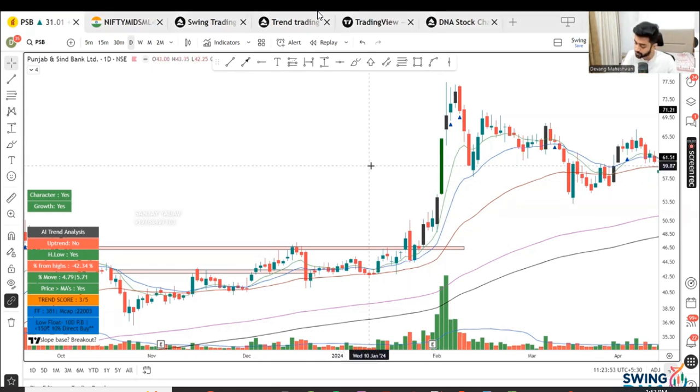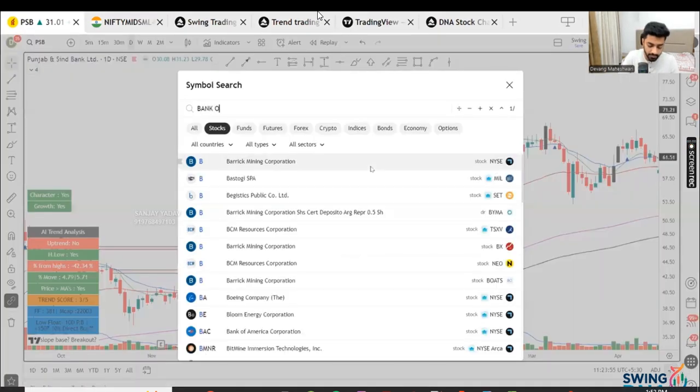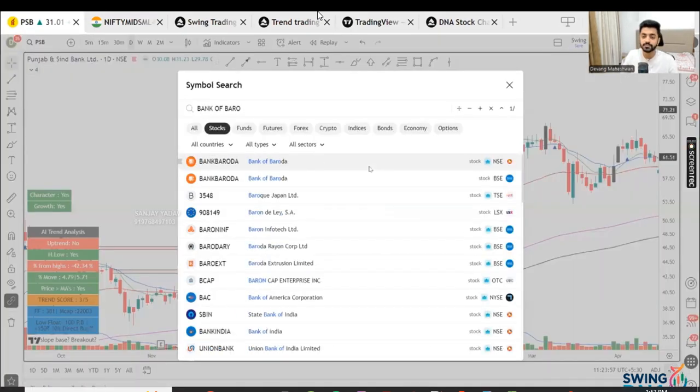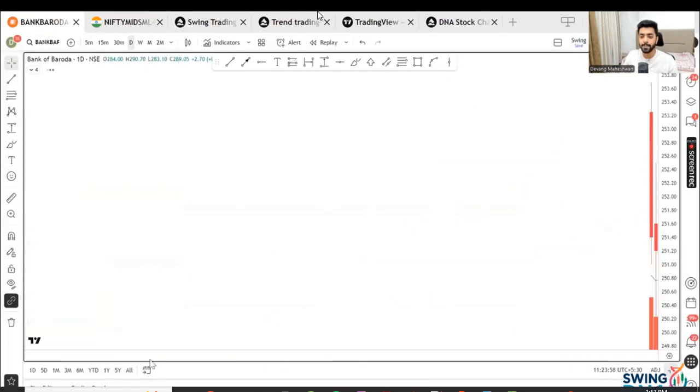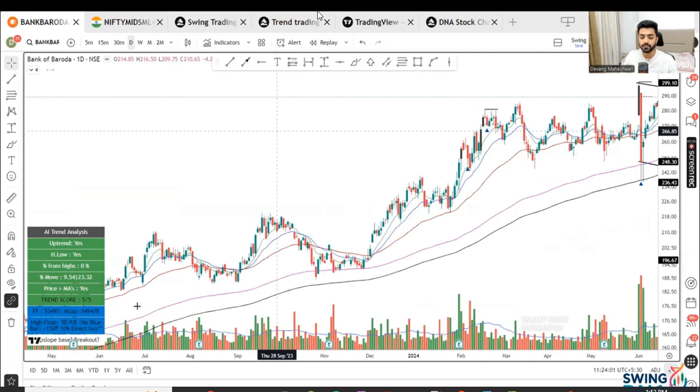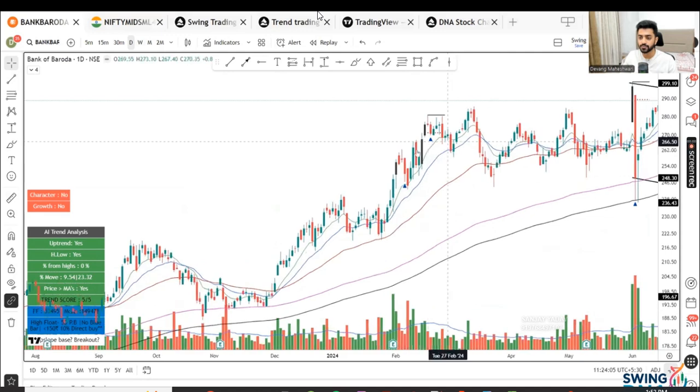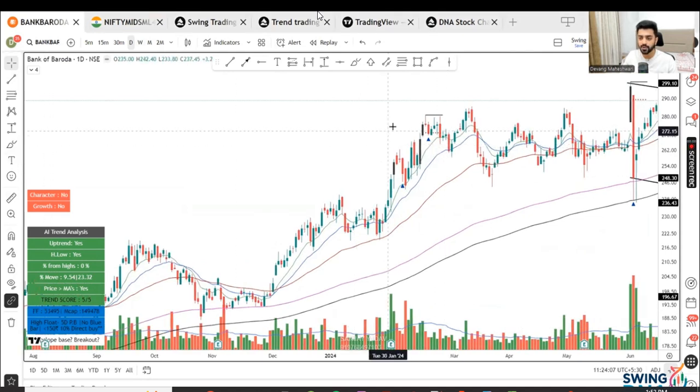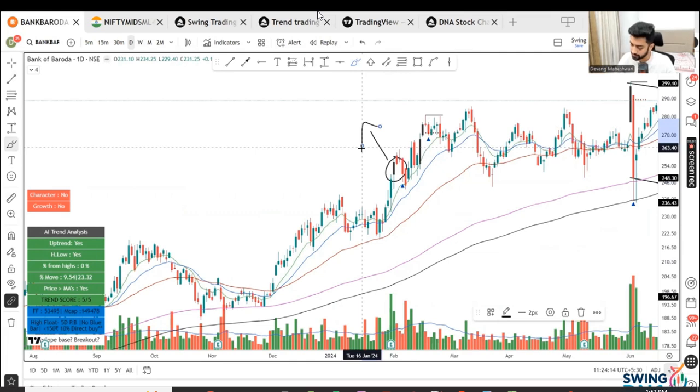Some more names. IOB, Bank of Baroda. Bank of Baroda. January 2024. Now see, in this, we have a momentum bar coming up on 1st Feb. Okay. On 1st Feb. BOB 1st Feb.